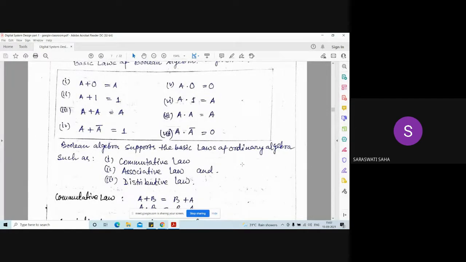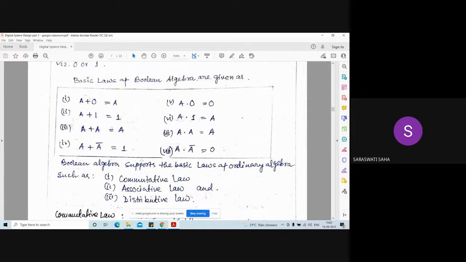Now, just see one thing. These four laws maintain some properties. Check. If you just replace 0 with 1, then you will get this. Okay, if we replace 0 with 1, in OR operation it is 0. If we replace it with 1, we will get the same result.